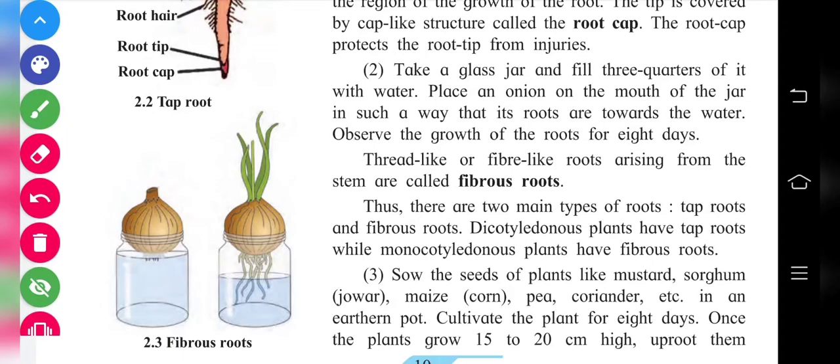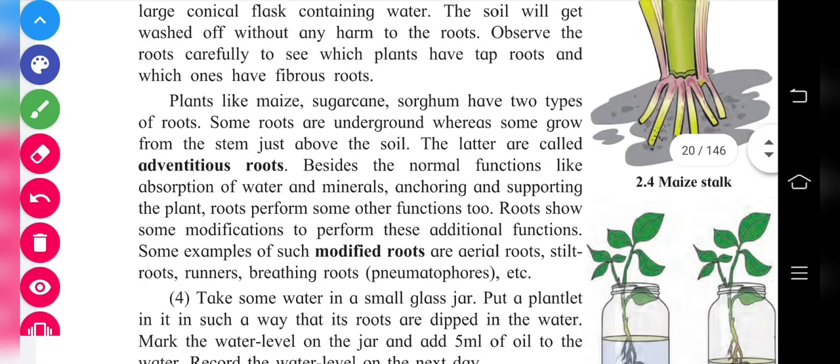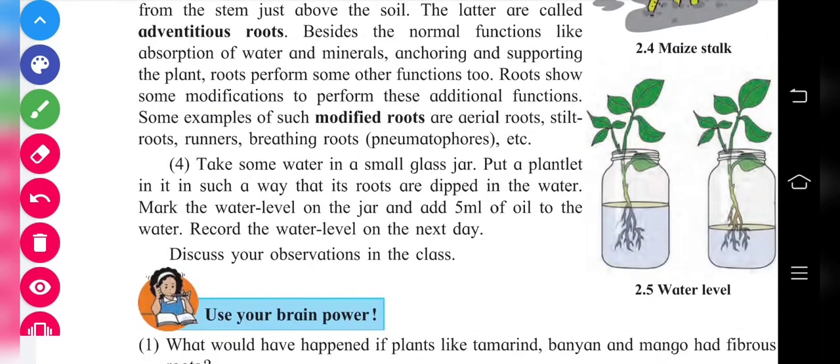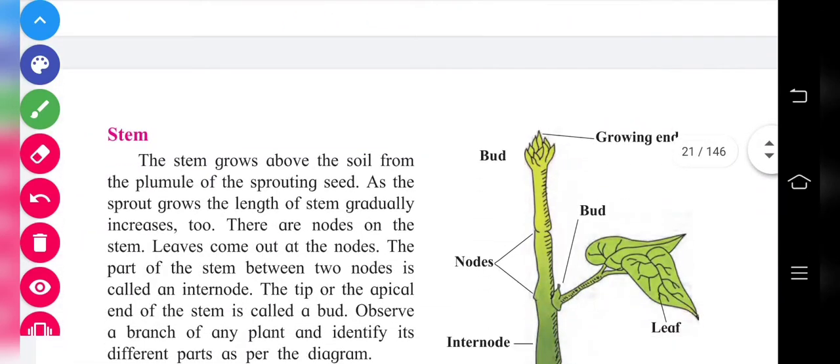we studied the plant water level experiment. Just wait. In this experiment you already studied that. So in today's class we will see the stem.